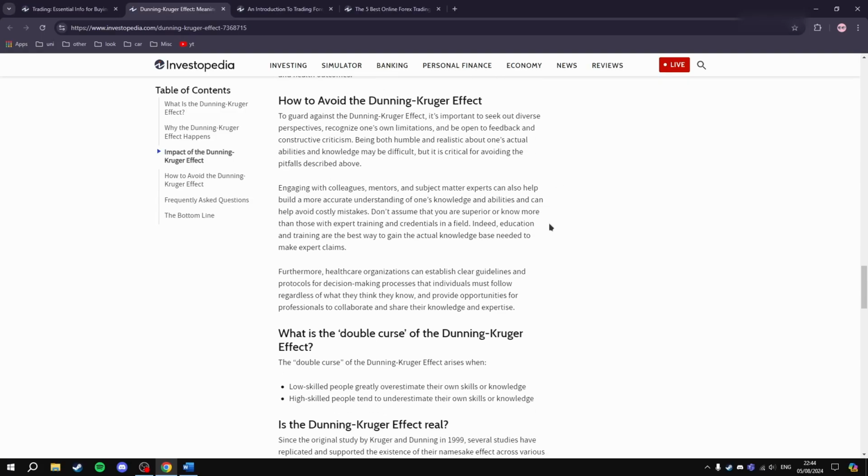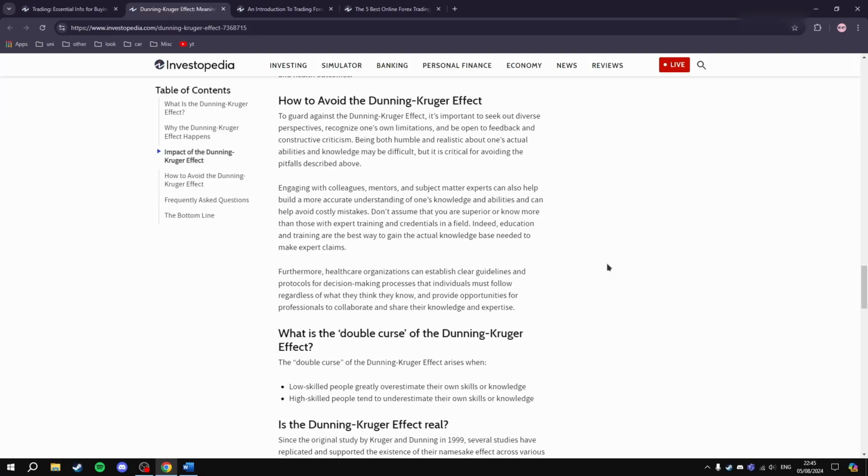How to avoid the Dunning-Kruger effect. To guard against Dunning-Kruger effects, it's important to seek out diverse perspectives, recognize one's own limitations, and be open to feedback and constructive criticism. Being both humble and realistic about one's actual abilities and knowledge may be difficult, but is critical for avoiding the pitfalls described above. Engaging with colleagues, mentors, and subject matter experts can also help build a more accurate understanding of one's knowledge and abilities and can help avoid costly mistakes. Don't assume that you are superior or know more than those with expert training and credentials in the field. Indeed, education and training are the best way to gain the actual knowledge base needed to make expert claims.